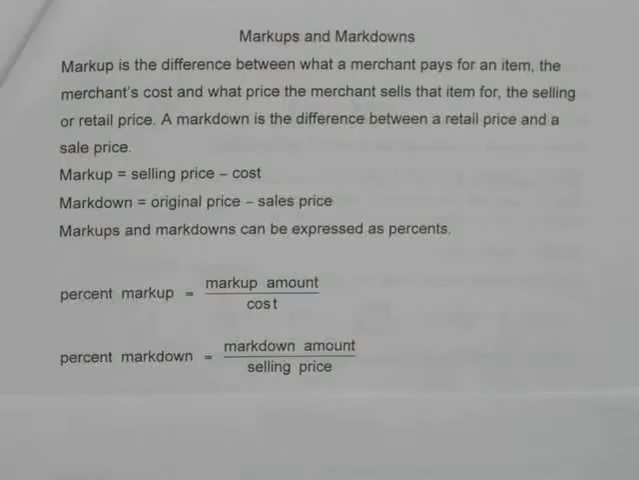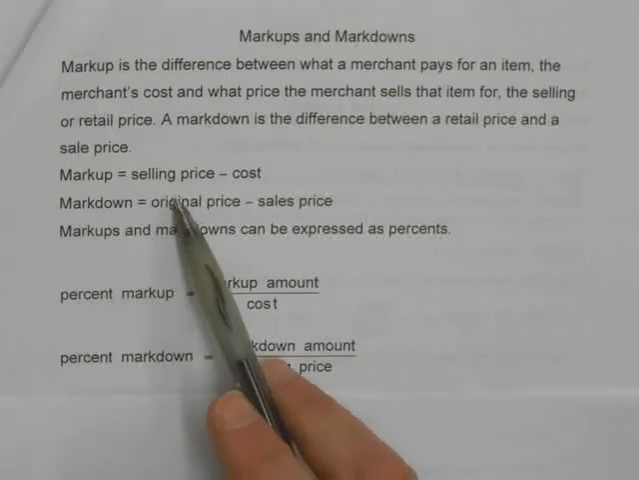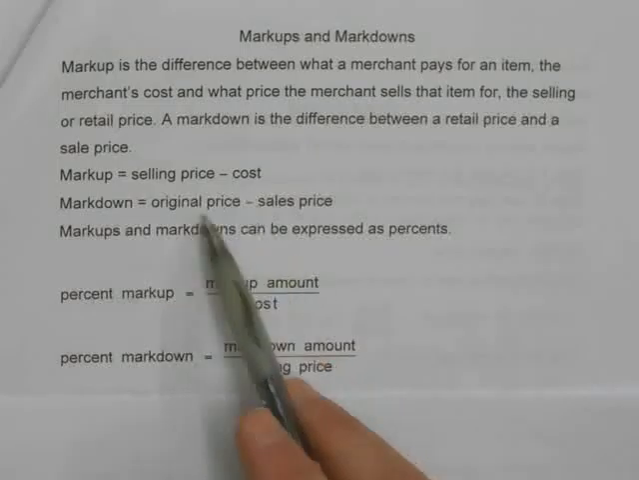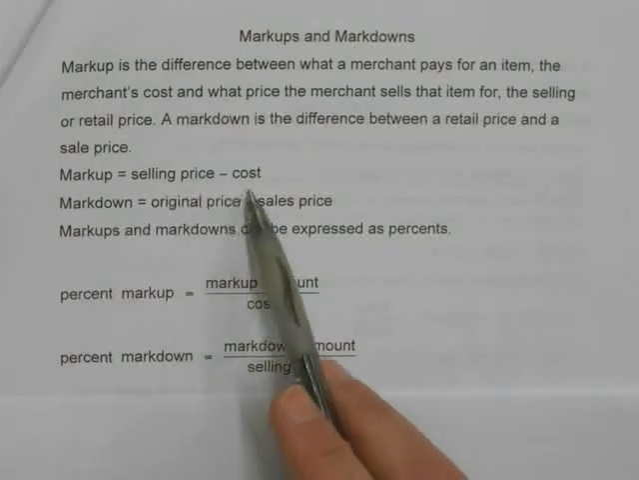And what price the merchant sells the item for is the selling or the retail price. A markdown is the difference between a retail price and a sale price. So let's review here. A markup would be the selling price. To find what the markup is, the selling price minus the cost: what the merchant's selling it for, and what the merchant paid for it.